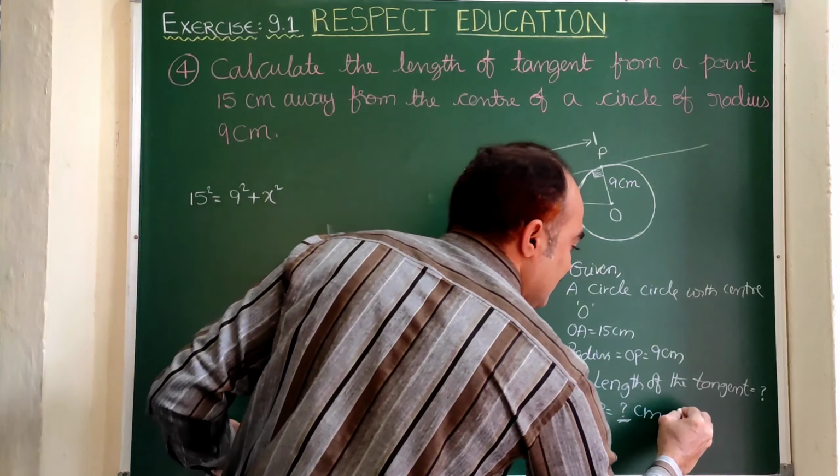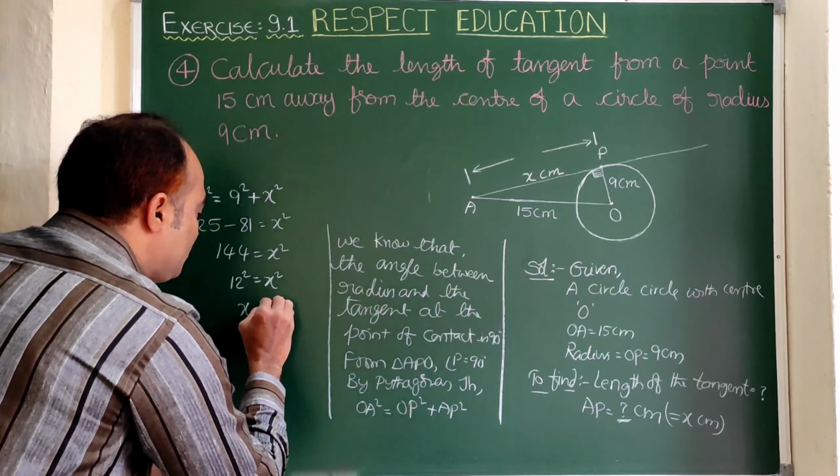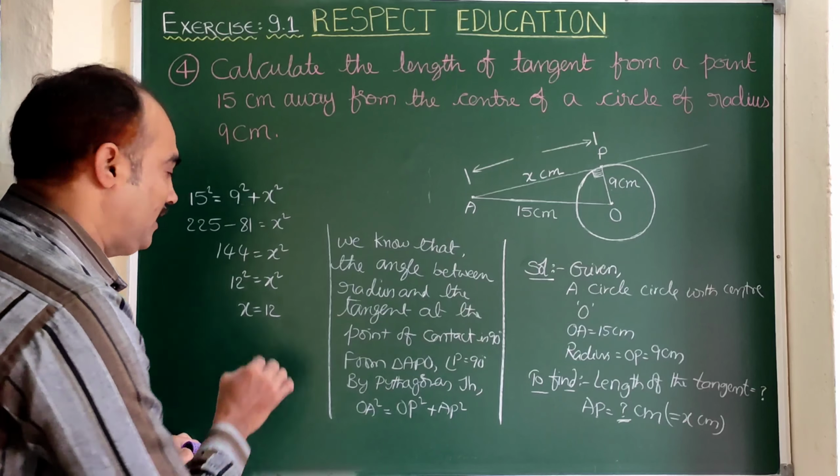Right. So here 15 square is 225. And let us send the 9 square value to this side. 9 square is 81. It becomes minus 81 is equal to X square. So on subtraction you will get 144 is equal to X square. So we can write it as 12 square equal to X square. On taking the square roots both the sides, X will be plus or minus 12. But as this measurement is a length, it can't be negative, we can take only positive value, therefore X is equal to 12 is final.